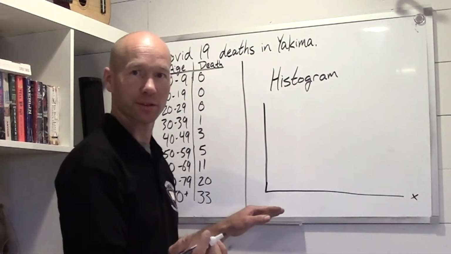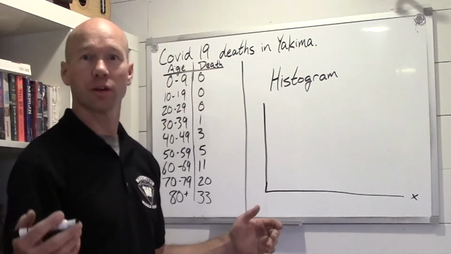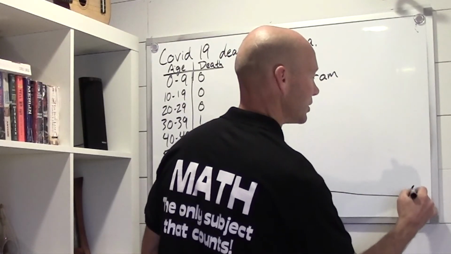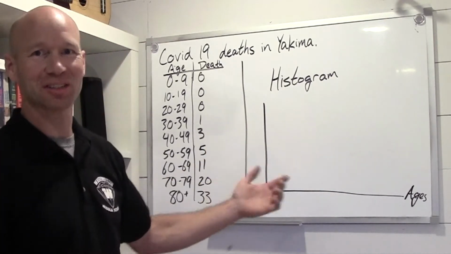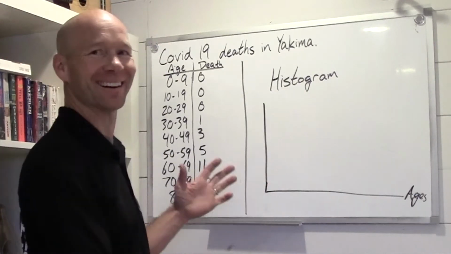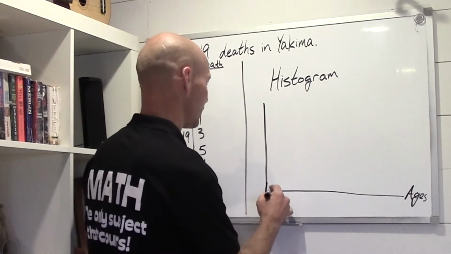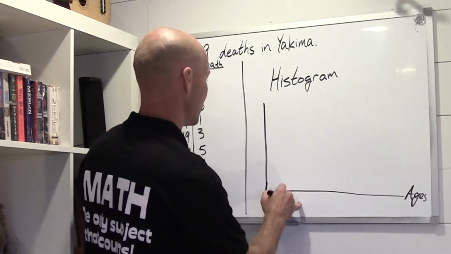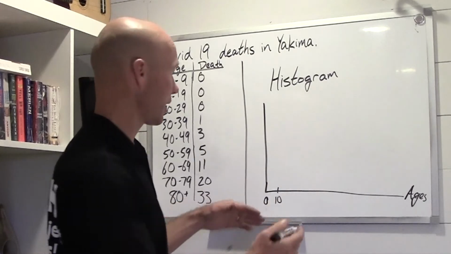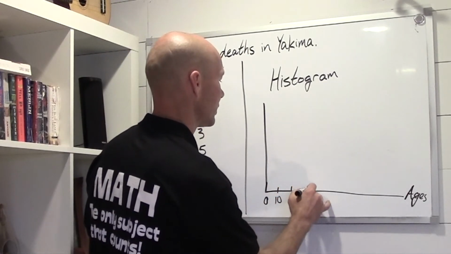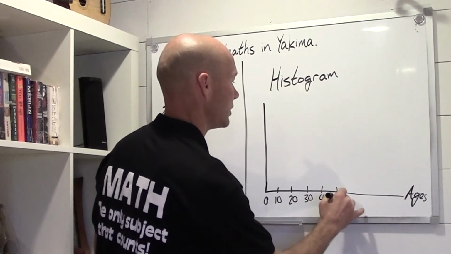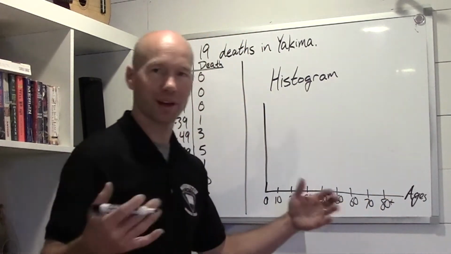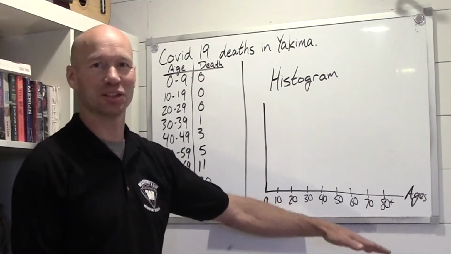On the x-axis, our horizontal axis, is the independent variable. What's the independent variable? Yeah, our ages. You can't change someone's age, right? The age doesn't depend on whether you die or not. So we'll start with 0, then 10 plus. We've got the 20s, 30s, 40s, 50s, 60s, 70s, and the 80 plus. The data I found didn't go past the 80s, so it just said 80s plus.